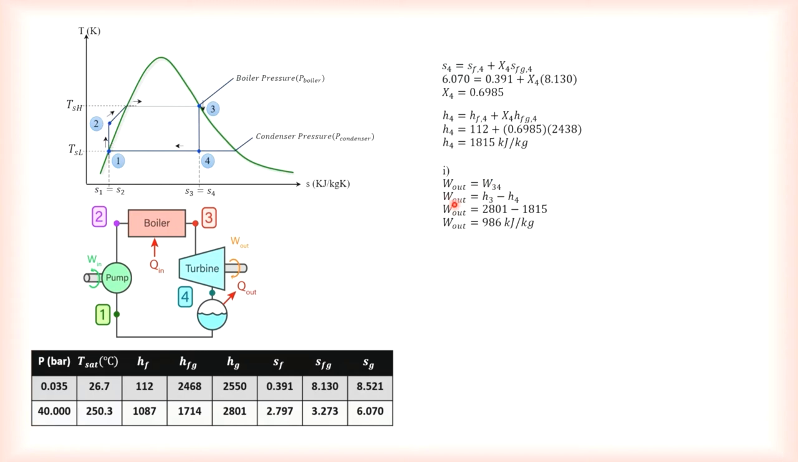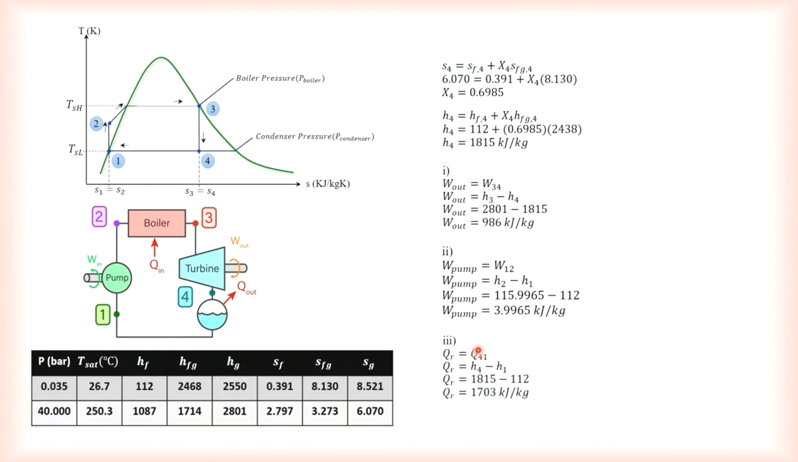So the work done from 3 to 4, that is work out. The values of H3 and H4 we have got, so we can find out the work out. Then the next thing is the pump work, that is the work input. This is the work out, or the turbine work. So the pump work is 1 to 2, so you can take H2 minus H1, which we have found earlier.